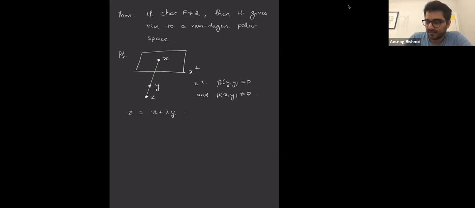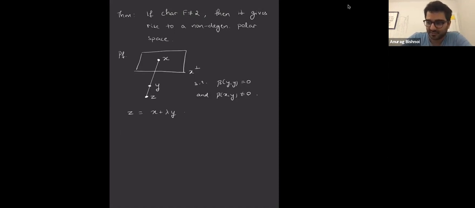Now you just need to check that there exists some lambda, or some Z, for which these conditions are true. Either these conditions are true for Y itself, so beta of Y comma Y is 0 and beta of X comma Y is definitely not 0 because Y is not in X perp. So either we already have this. If not, then my claim, and I'll just leave it probably, is that you can pick some other point on this line for which this condition is true.